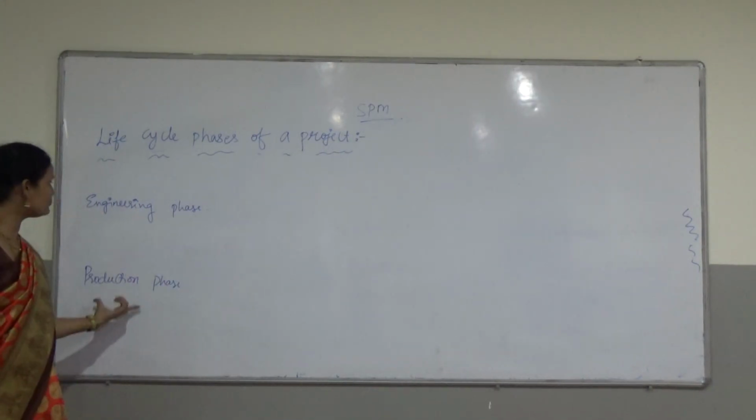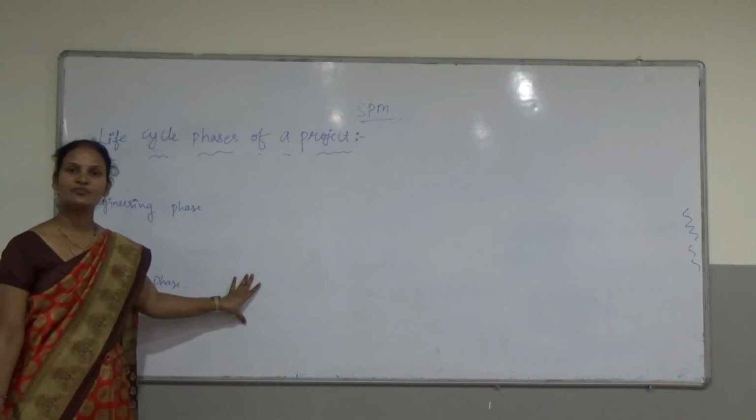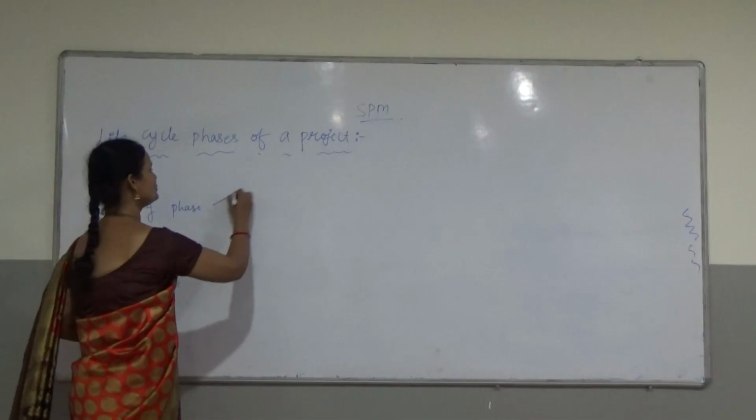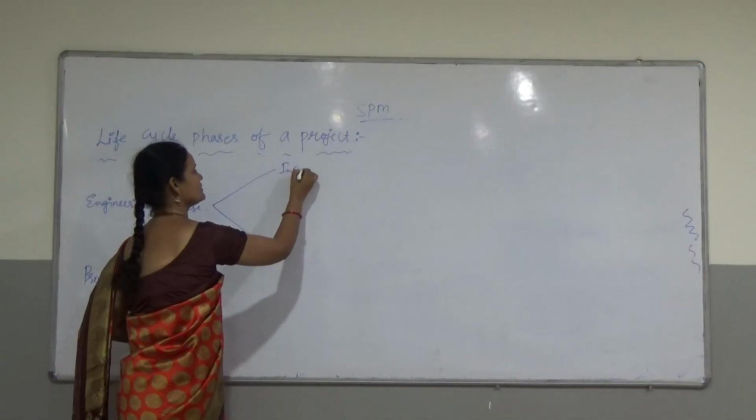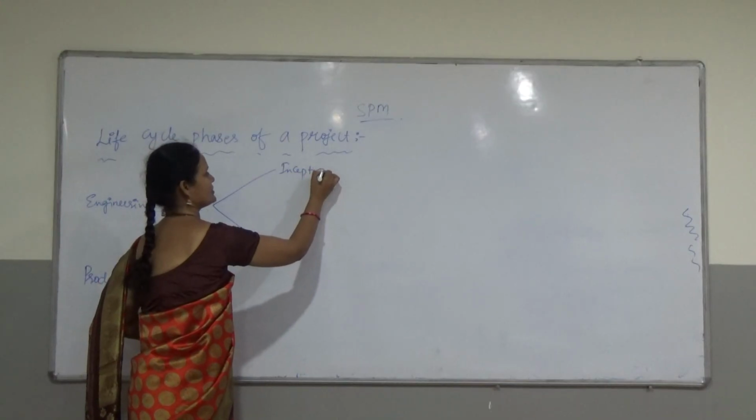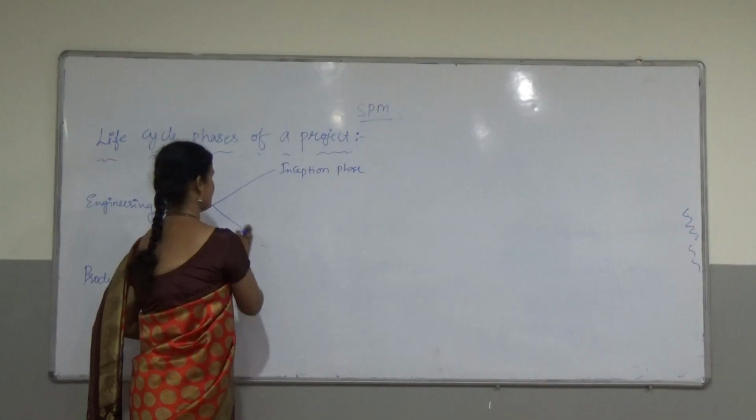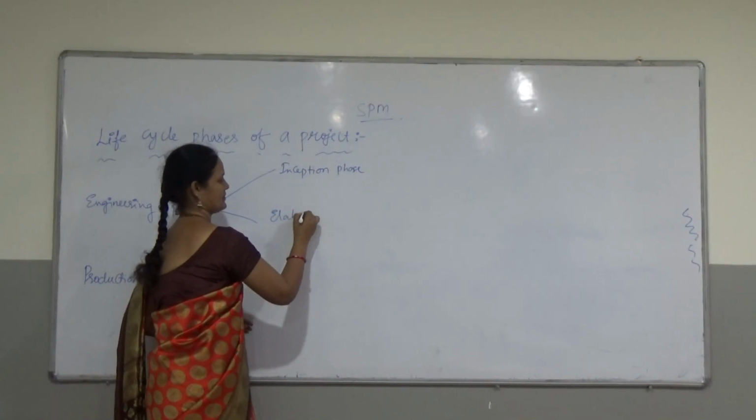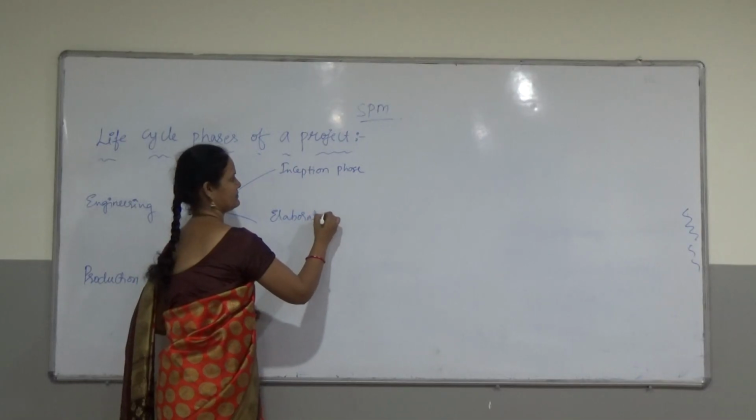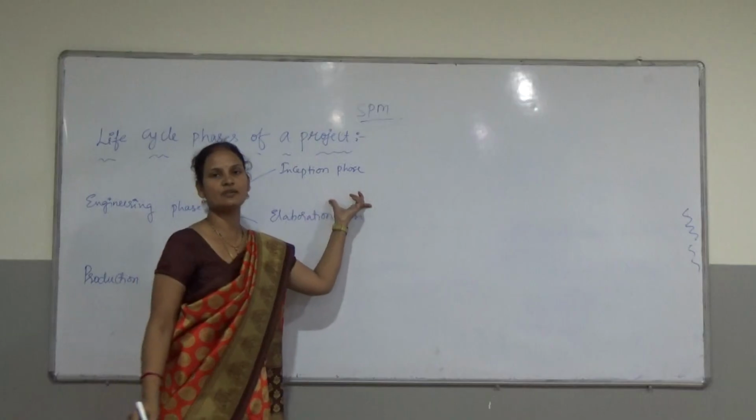These are the two phases in the life cycle phases, and these two phases are further divided into two types each. The first one is the inception phase. The second one is the elaboration phase. So the first phase is the inception phase.